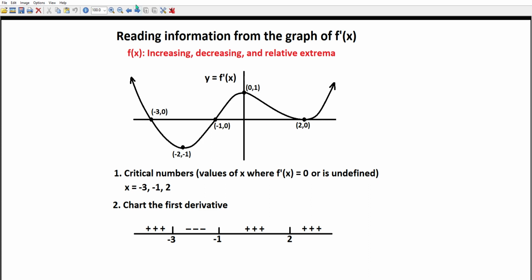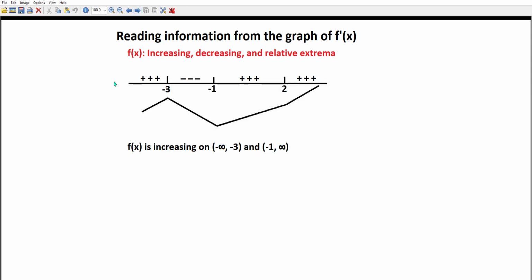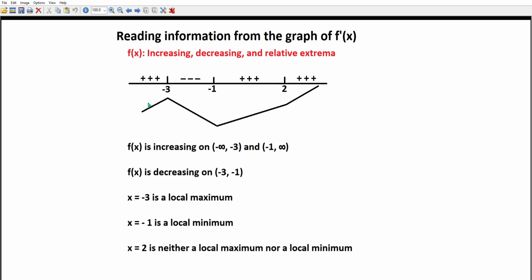And now we draw in little lines that indicate what f is doing. Positive goes up, negative goes down, positive goes up, positive goes up. Now we look at what we've got, and we see that f of x is increasing between minus infinity and minus 3, and is increasing between minus 1 and infinity. Okay, 2 is a critical point, but it is not a max or a min. This function increases on that entire interval. F of x is decreasing between minus 3 and minus 1. And now if we look at the picture here, minus 3 is clearly a local maximum, minus 1 is clearly a local minimum, and 2 is a critical point that is neither a local maximum nor a local minimum.